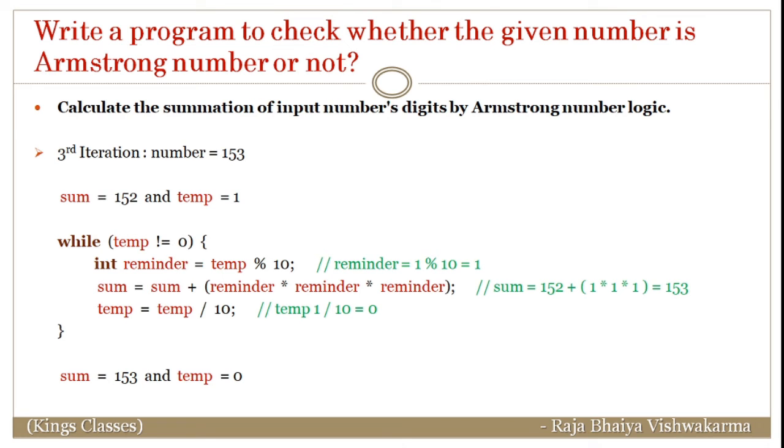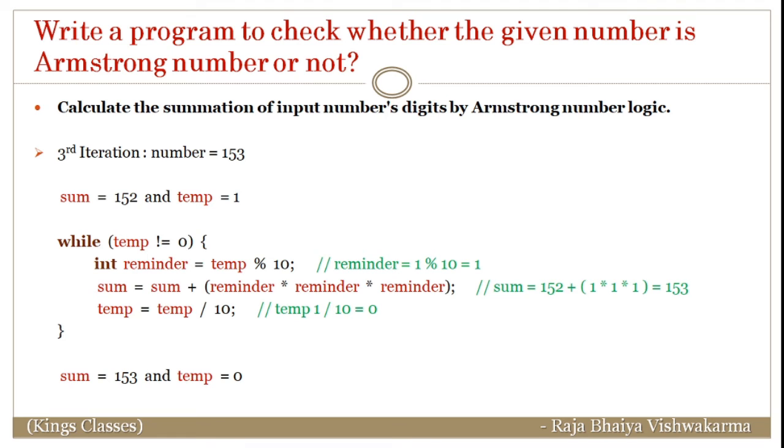In the third iteration, the sum will be 152 and temp will be 1. Again we check the condition, and that results in true because temp is not equal to 0, as temp contains 1. Then we calculate the remainder, so now it gives 1. For the summation, the previous sum was 152 and we add the remainder's 3 times multiplication to it, so it gives 153. Now we remove that digit by dividing the temp value by 10, so now we get 0.